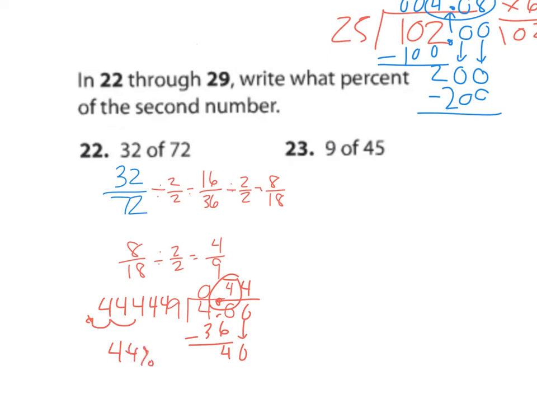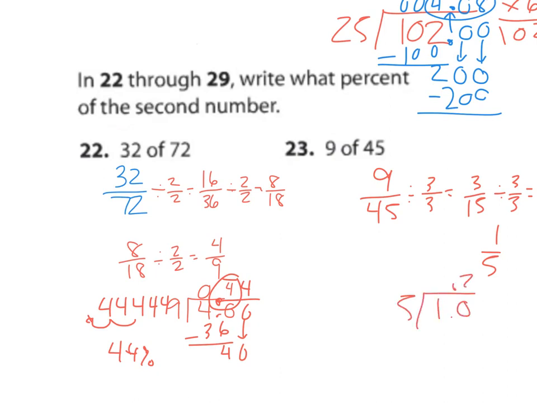Showing number 23 in 3, 2, 1. Luckily, those could simplify very easily down to 1/5. Dividing 1/5, I get 0.2. Moving 0.2 into a percent, I know I have to go 1, 2, and it becomes 20% is my answer.